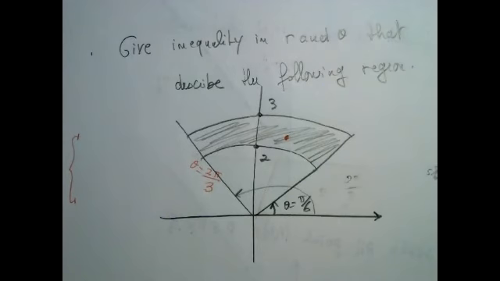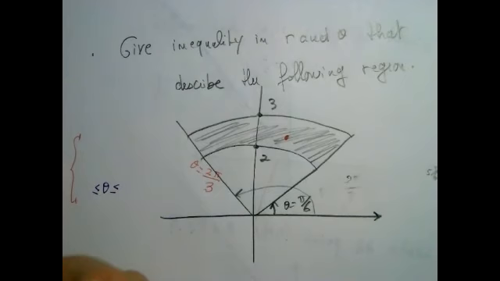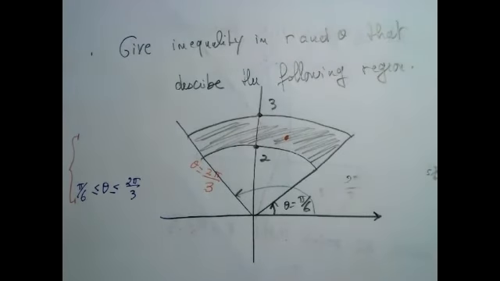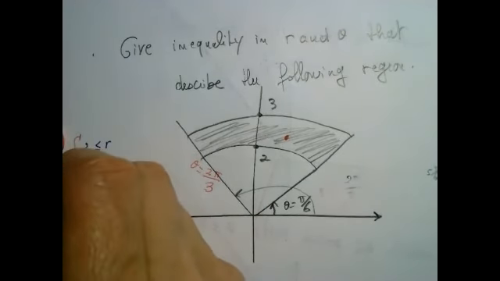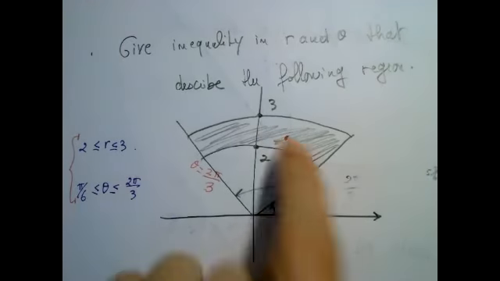Okay, who's ready? Okay, Erin tells me the theta, absolutely correct, is between pi over 6 and 2 pi over 3. That's the angle. So every point here, the angle has to satisfy this condition. But that's not enough. R also has to be between 2 and 3. Both conditions have to be satisfied.